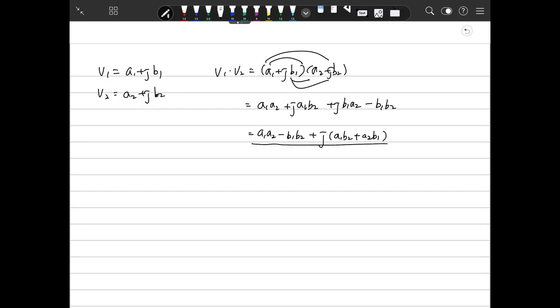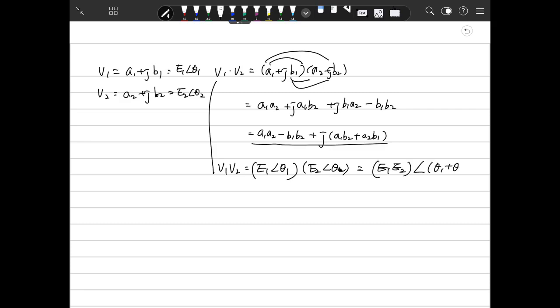It's the same thing. But if we have E1 angle theta 1 and E2 angle theta 2, then for the same calculation, V1 times V2 is E1 angle theta 1 times E2 angle theta 2, and the magnitude is multiplied by magnitude, and the phase is added. Yeah, this is simpler.